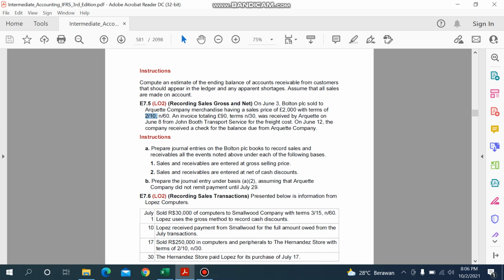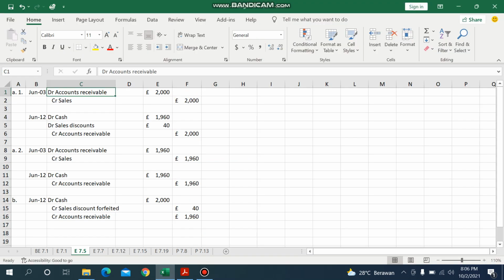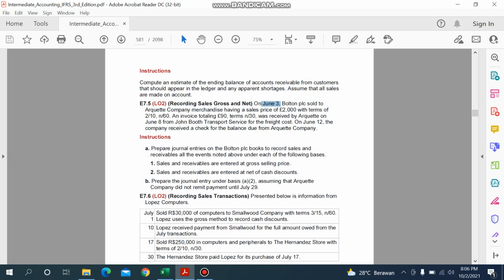Okay, so if we do the A.1, it's very easy. On June 3rd, we just record the transaction: debit accounts receivable, credit sales, 2000. Because we don't know how much is the COGS, we just assume it's a periodic system. And then for June 8th, it is not a Bolton PLC transaction. It will be recorded by Arcade, our customer. So there will be no transaction recorded for Bolton.